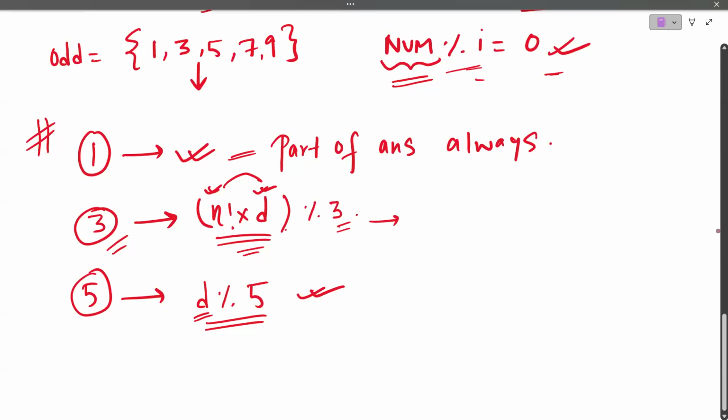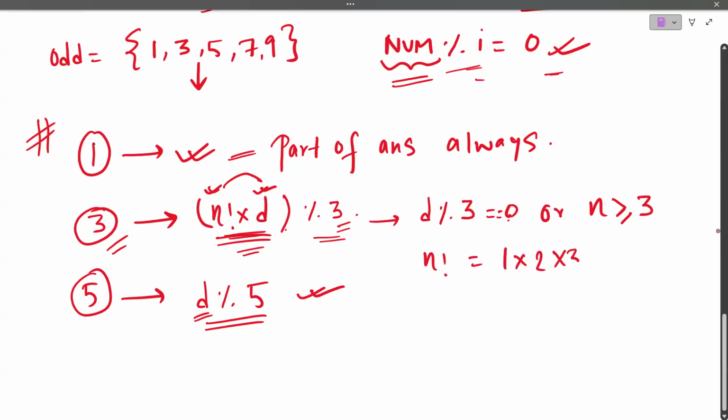So here is a simple idea. If n factorial times d has to be divisible by 3, either d has to be divisible by 3. If d is divisible by 3, you are done, because then this product is divisible by 3. Or n has to be larger than or equal to 3, because think about what n factorial is. N factorial is simply 1 times 2 times 3 times dot dot dot n. So if n is larger than or equal to 3, then it would obviously have 3 as its factor, so you will be done. So if n is greater than or equal to 3 or d is itself divisible by 3, then you are done.